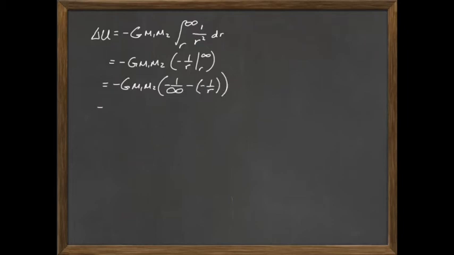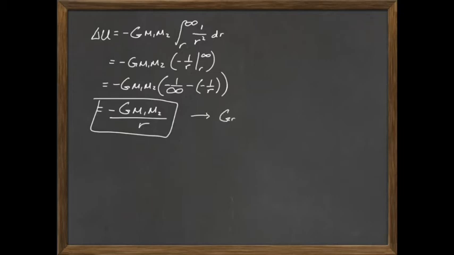Now from here, 1 over infinity is practically 0. 1 over a very large number is essentially 0, so that term disappears. Then the two negatives make a positive 1 over r, so we get a final expression of negative the gravitational constant times the product of the masses divided by the distance between their centers. So this becomes our expression for the gravitational potential energy.